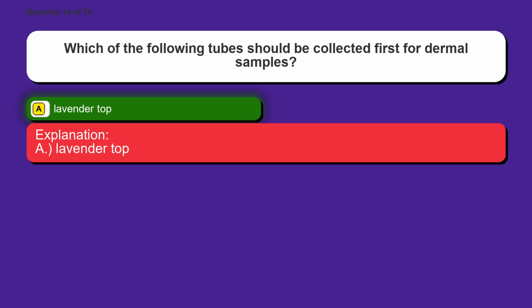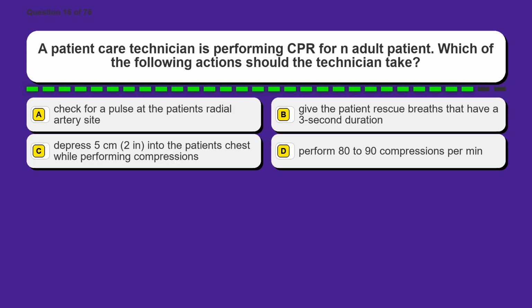Question 15. A patient care technician is performing CPR for an adult patient. Which of the following actions should the technician take?